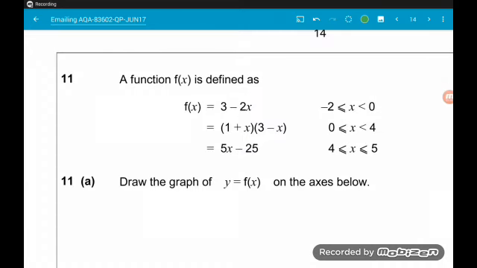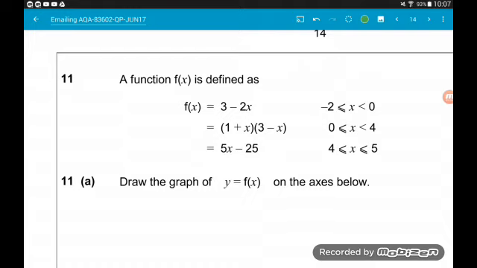Okay, question 11, we've got a lovely piecewise function that we want to draw the graph of. So, we're going to do this one function, or one bit of the function, at a time. So, the first one then is f of x is 3 minus 2x, for x greater than or equal to minus 2, strictly less than 0. So this guy is a straight line. Let's find the coordinates of each end of the line.